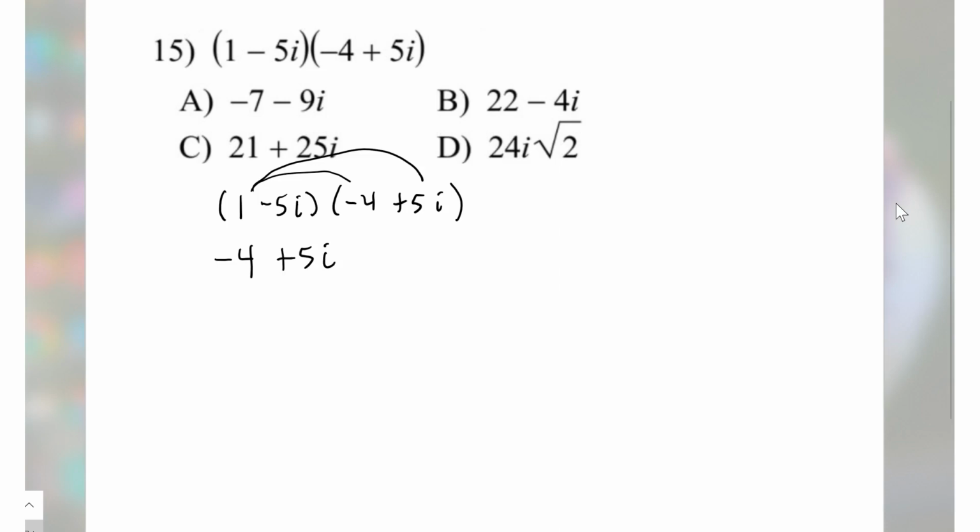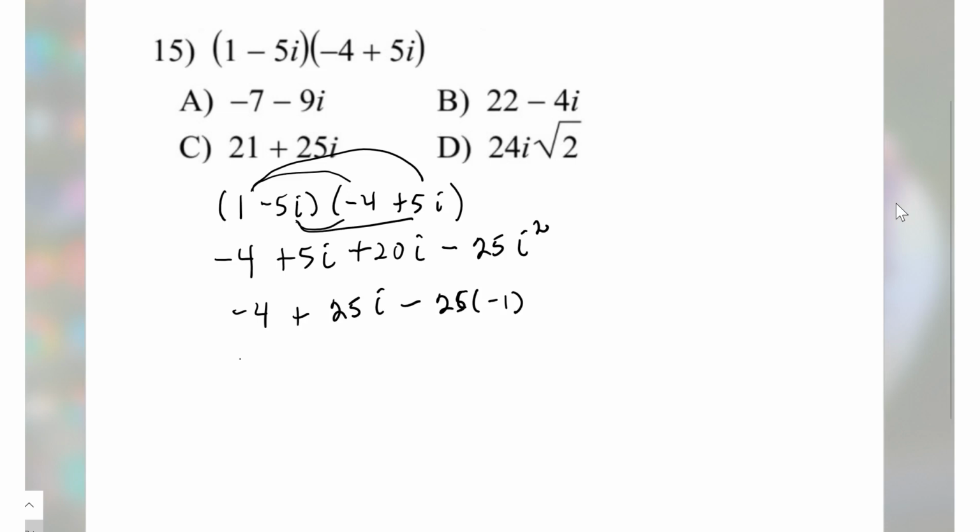Negative 5i times negative 4 gives you positive 20i. And then we have negative 5i times 5 gives you negative 25i squared. So we have negative 4 plus 25i minus 25 times negative 1. So we have negative 4 plus 25i plus 25, since negative 25 times negative 1 is 25. 25 minus 4 is 21 plus 25i.